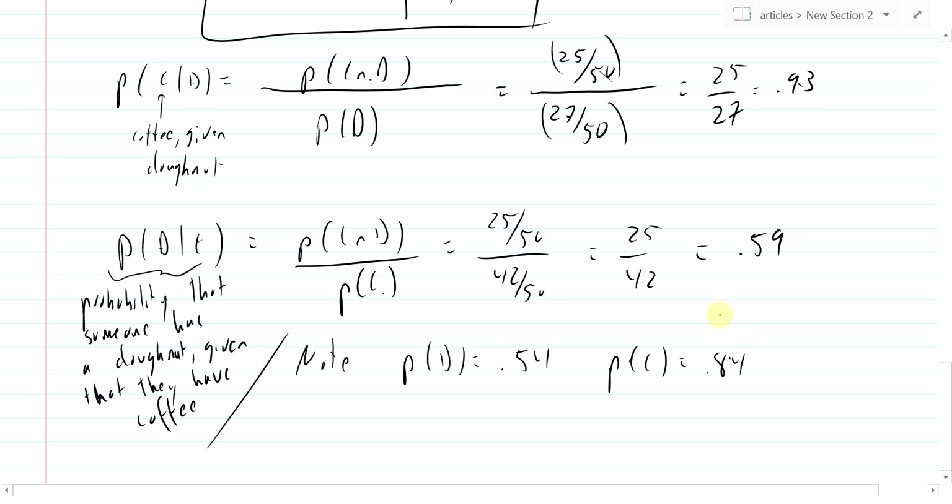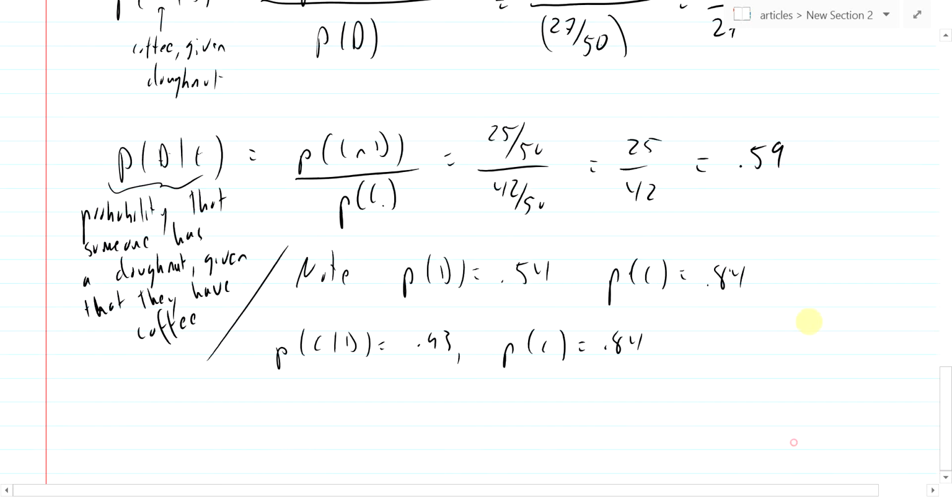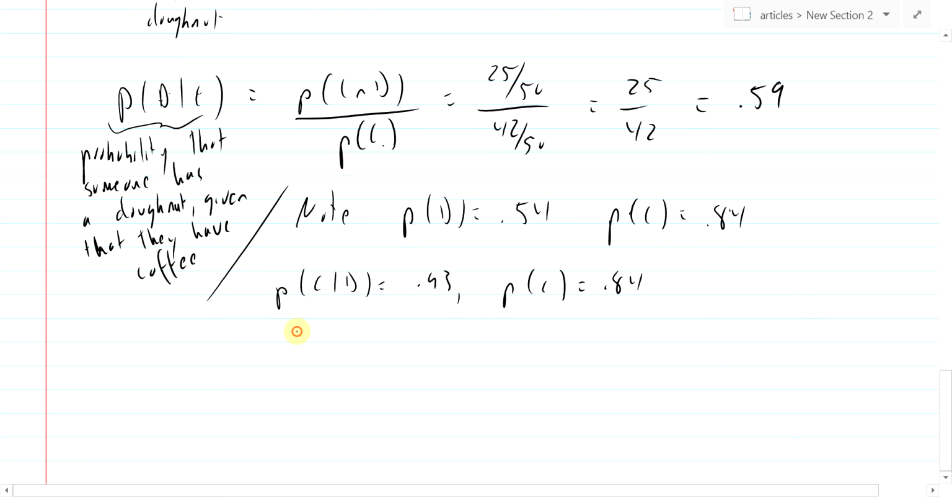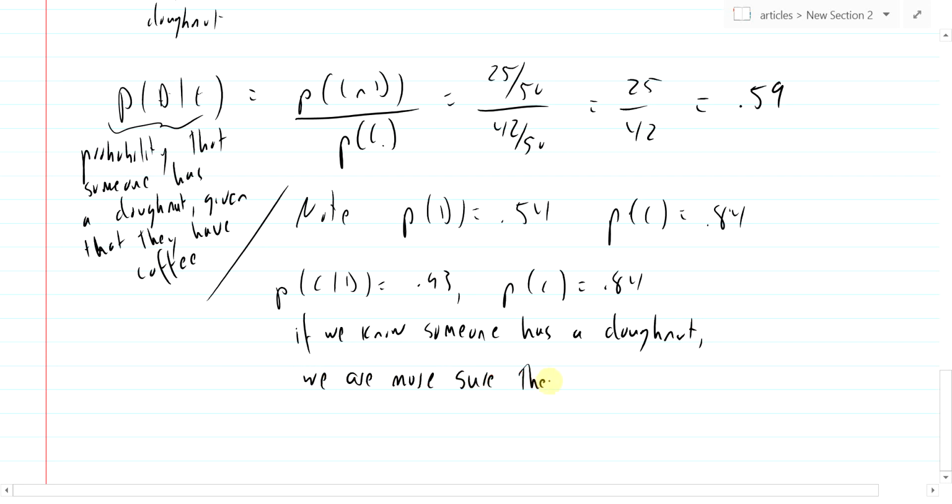So coffee, given that they have a donut, is 0.93. The probability of coffee overall is 0.84. What does that mean? If we know someone has a donut, we are more sure they also have coffee.